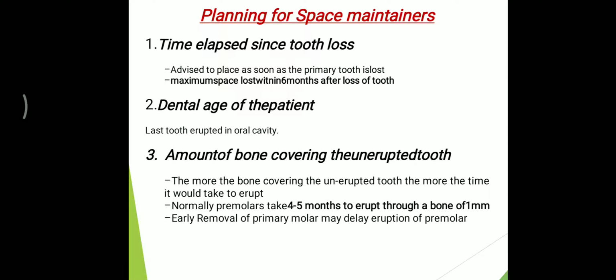First one is the time elapsed since tooth loss. It is advised to place it as soon as the primary tooth is lost, and maximum space is lost within 6 months after loss of the tooth. The second thing is the dental age of the patient, meaning the last tooth erupted in the oral cavity. Third point is the amount of bone covering the unerupted tooth. The more the bone covering the unerupted tooth, the more time it would take to erupt. Normally, premolars take 4 to 5 months to erupt through a bone of 1 mm. And early removal of primary molars may delay the eruption of premolars.